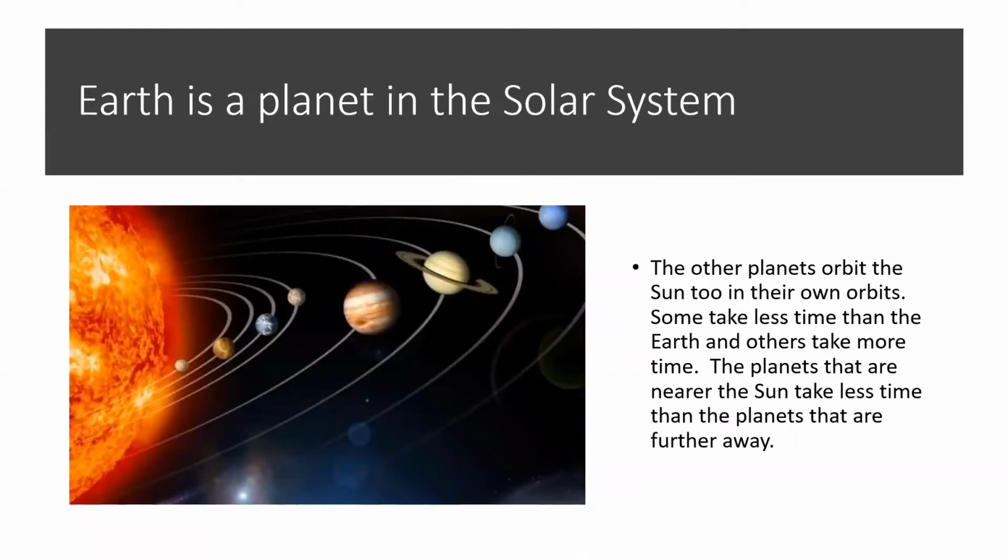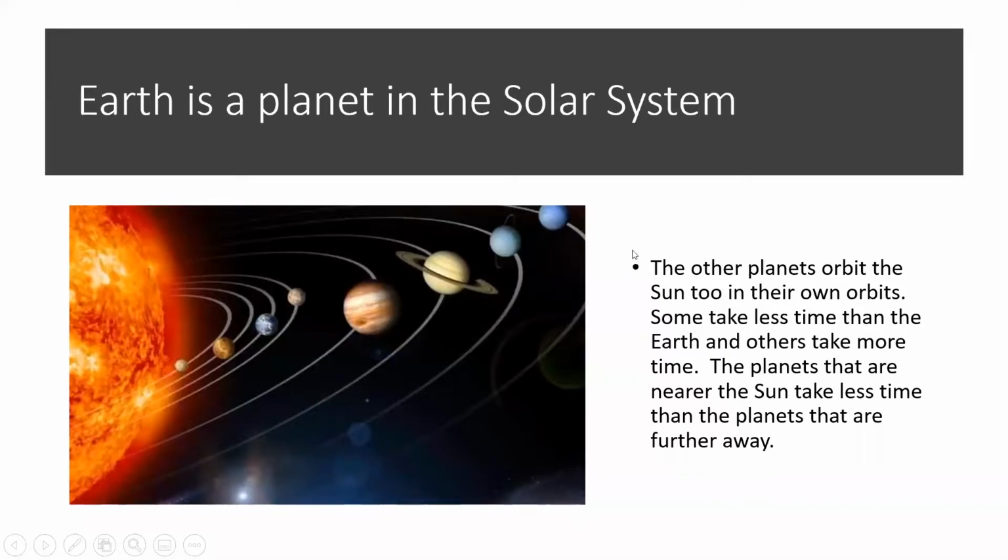So Earth is also a planet in the solar system. The solar system is the sun and all the planets. There's also asteroids and comets and other things, but we'll just talk about the planets today. And the Earth is the 3rd planet from the sun. You can see that the other planets are drawn on here.